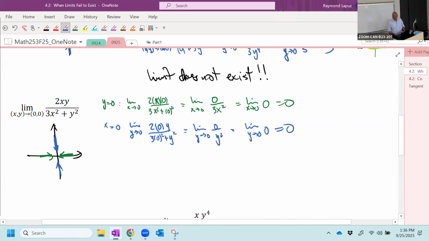So now let's try a different path. One of the other paths that we've mentioned is lines that are not horizontal or vertical. So let's try a simple line like y is equal to x. If y is equal to x, I can replace one of those with the other variable. It doesn't really matter which one we replace, but let's say we'll replace y with x.